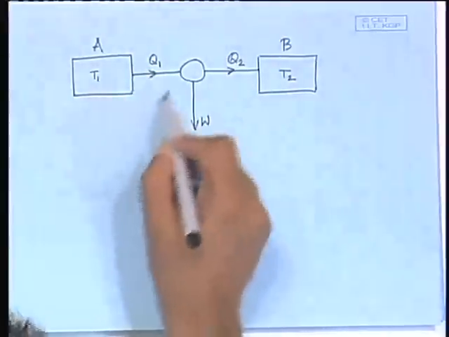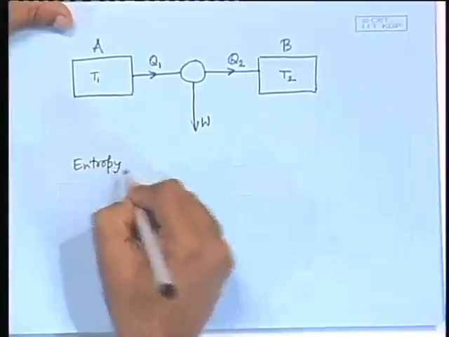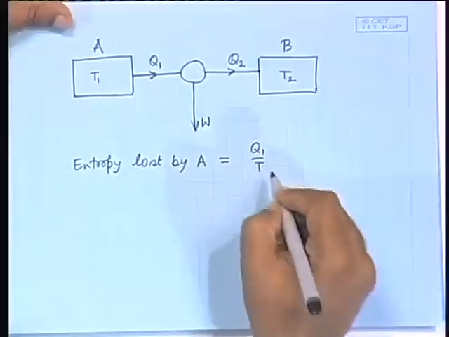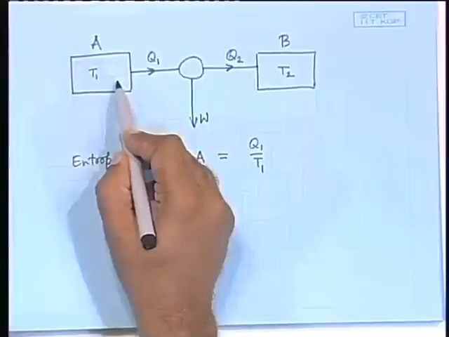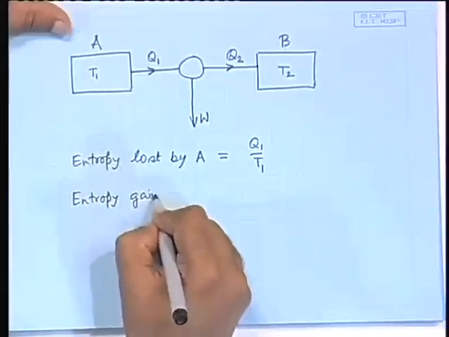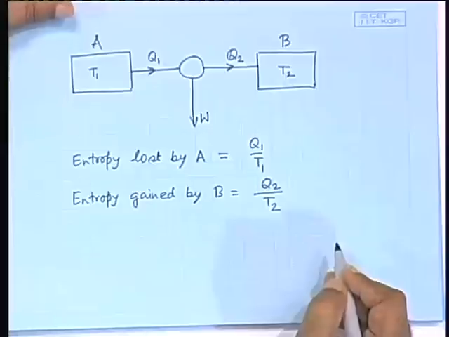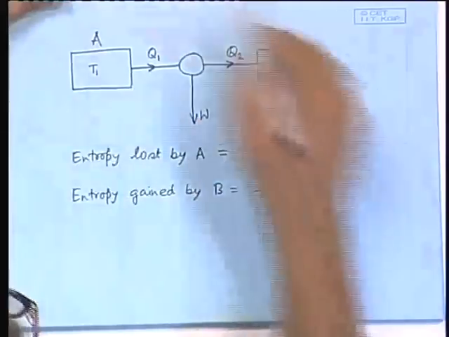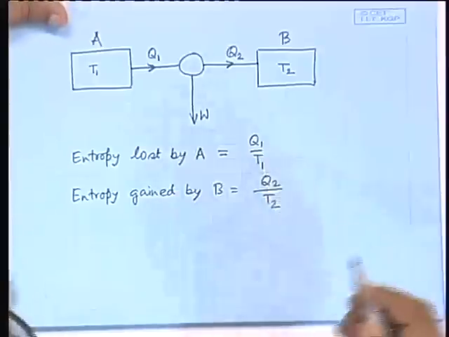So, how much entropy is lost by body A? dq by T: how much heat went, that is Q1, at what temperature, T1, therefore Q1 by T1. Entropy gained by B is similarly Q2 by T2. Okay. So, Q1 by T1 and Q2 by T2. So, the whole system, how much is the change in entropy? Obviously, Q2 by T2 minus Q1 by T1. Okay.